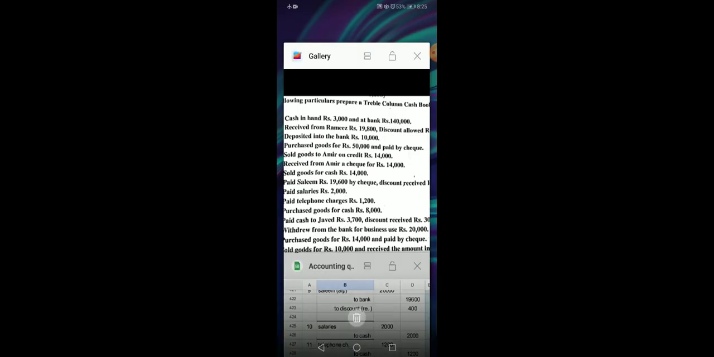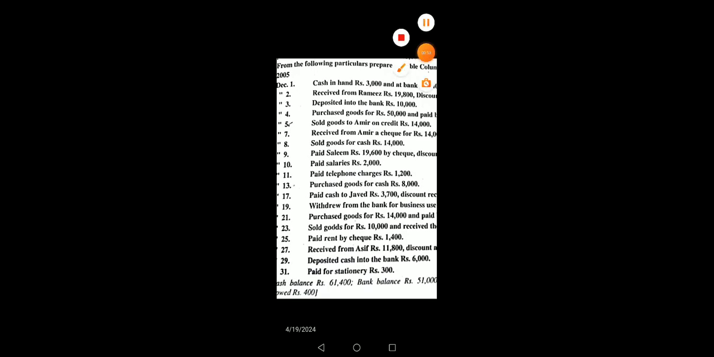To whom have you paid this cash? Paid cash to Javed. Javed was the person. It's just the name. Javed was the person to whom you have paid this cash. Javed was an account payable because you are paying him. That means he was the person to whom the amount was payable. Now you have paid this amount to an account payable. Account payables are your liabilities.